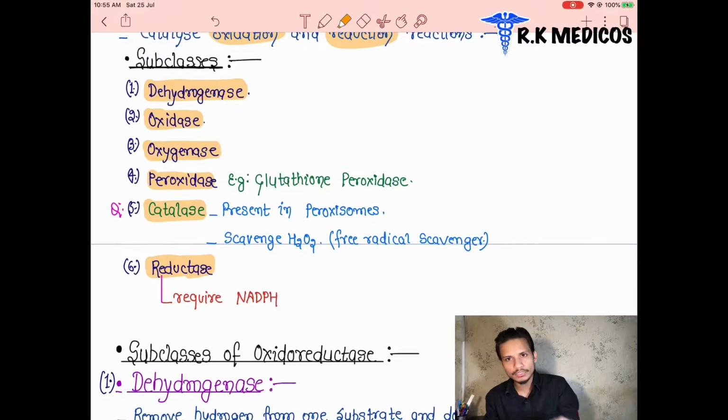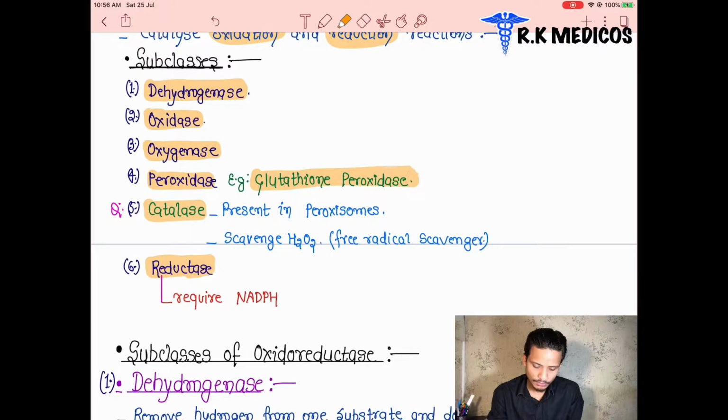They are going to do oxidation or reduction. We can see several examples one by one. First, in the peroxidase group, one important example is glutathione peroxidase. We will discuss later the role of glutathione in our biochemistry and general life, but for now you have to memorize that the peroxidase enzyme is basically glutathione peroxidase. In our general life it's important.